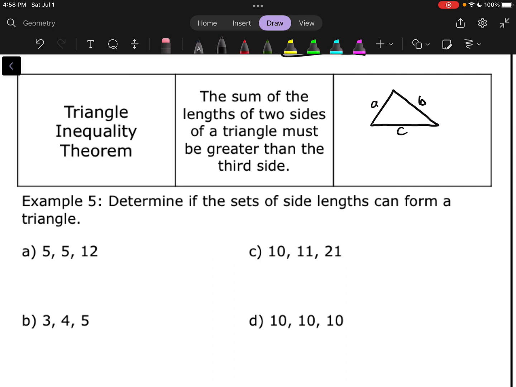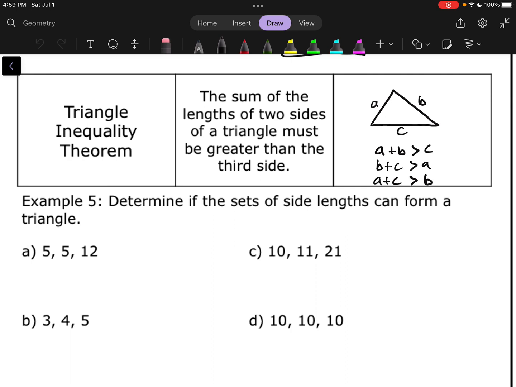What the triangle inequality theorem says is in order for a triangle to be formed, in order to make a triangle out of 3 lengths of sides, A plus B has to be bigger than C. B plus C has to be bigger than A, and A plus C has to be bigger than B. Any 2 of the sides added together has to be greater than the third side.